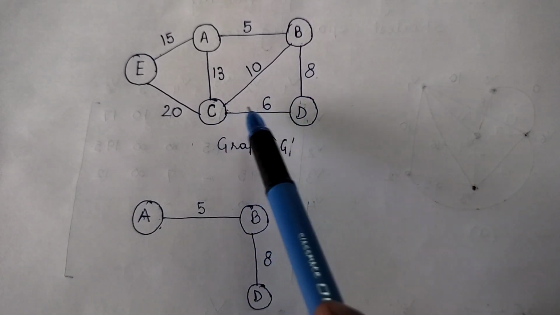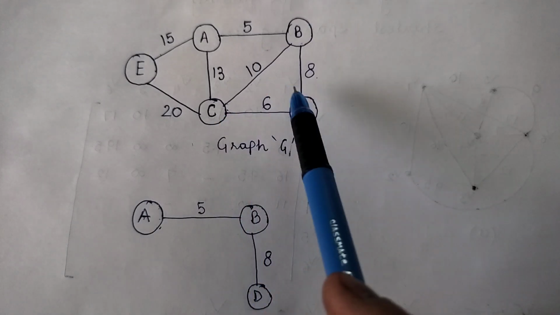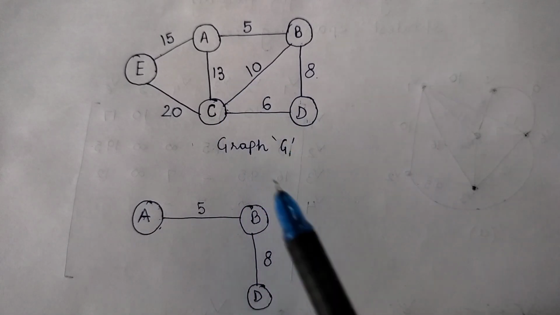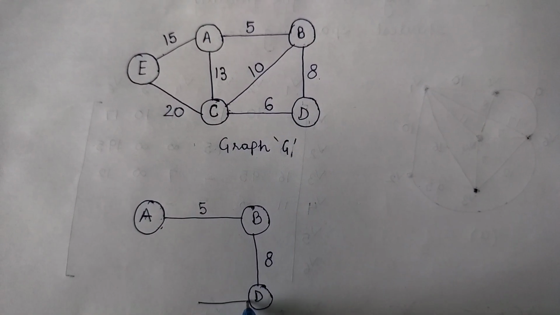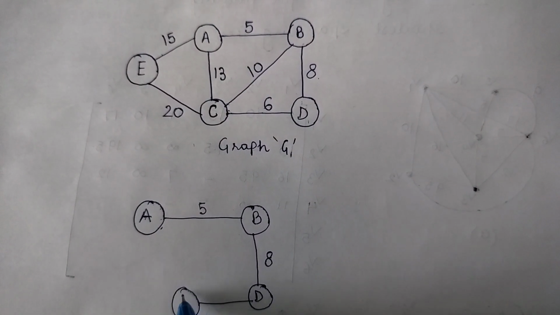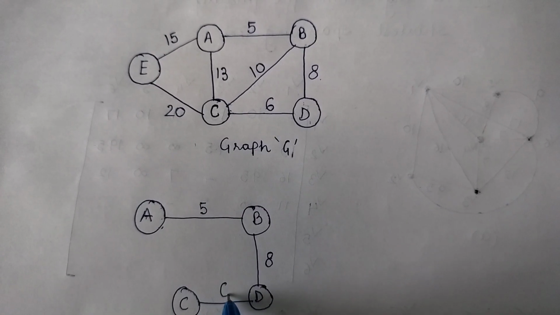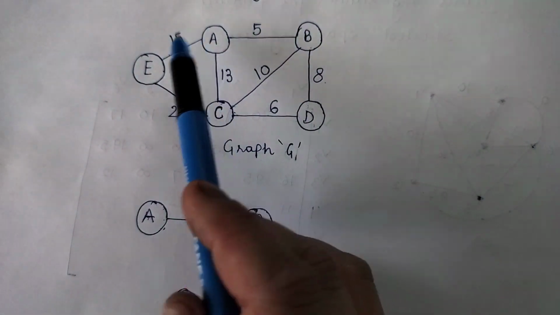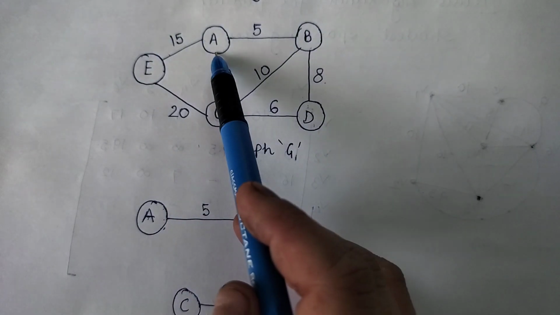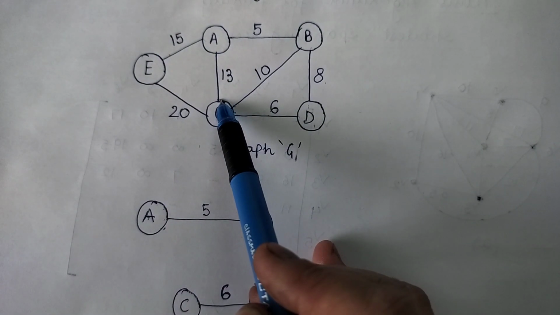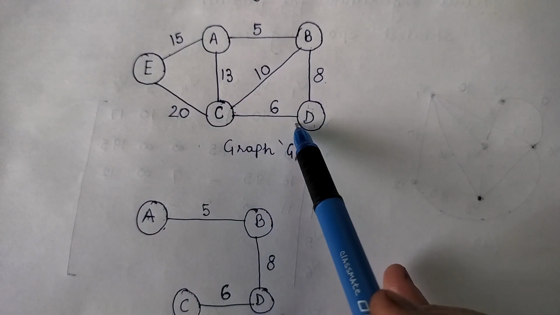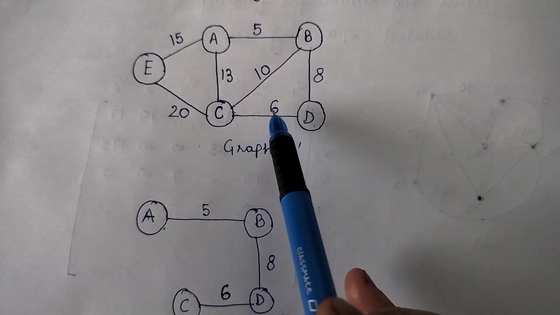which is the one with the minimum cost? It is from D to C with the cost of 6, right? So I will consider the vertex C with the minimum cost of 6 because from A to E the cost is 15, from A to C the cost is 13, from B to C the cost is 10 and from D to C the cost is 6. So this is the one with the minimum cost.